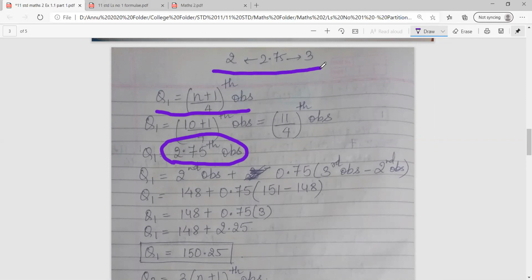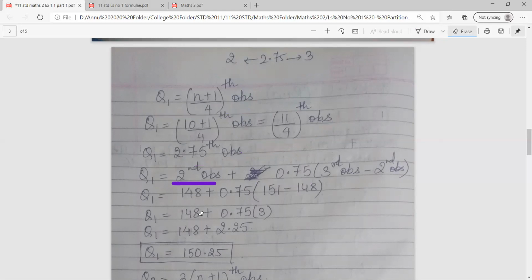2.75 lies between two numbers, that is 2 and 3. That means I can break this 2.75 as second observation plus 0.75 bracket open third observation minus second observation. So I hope you all followed. How did I break it up? Whenever you come across a decimal, you have to break it into two parts.